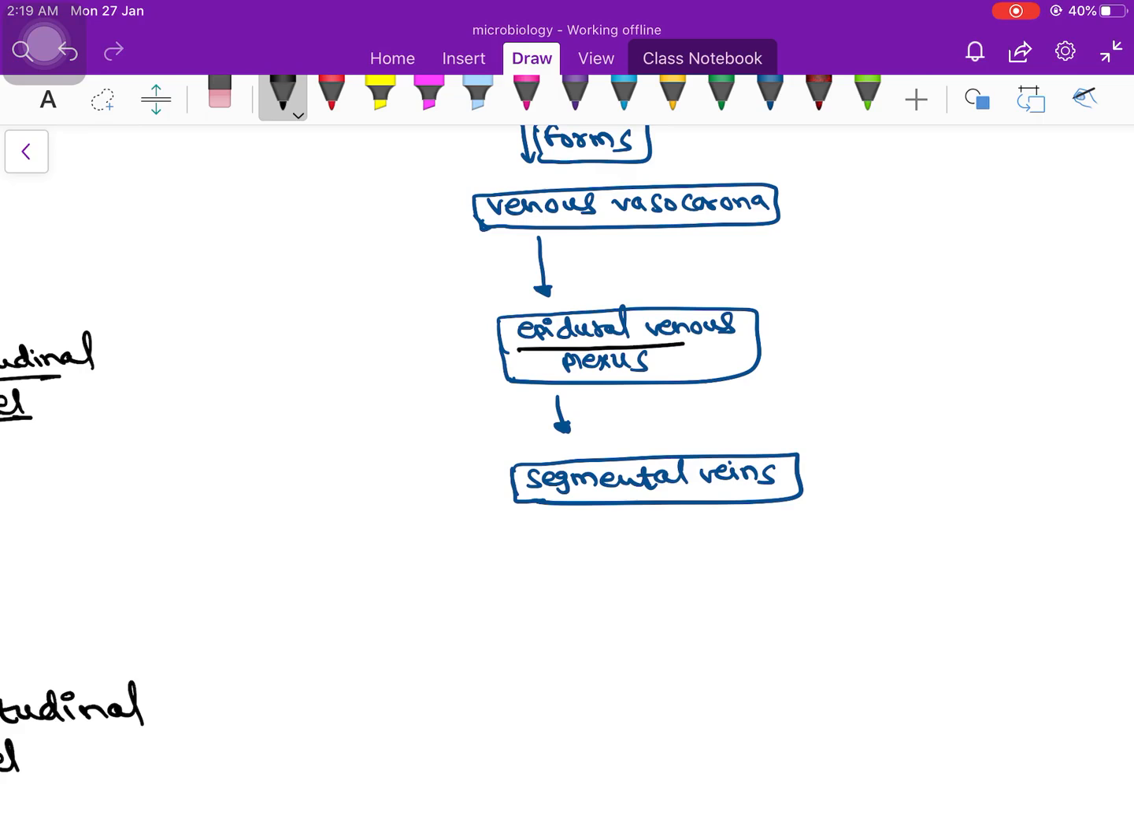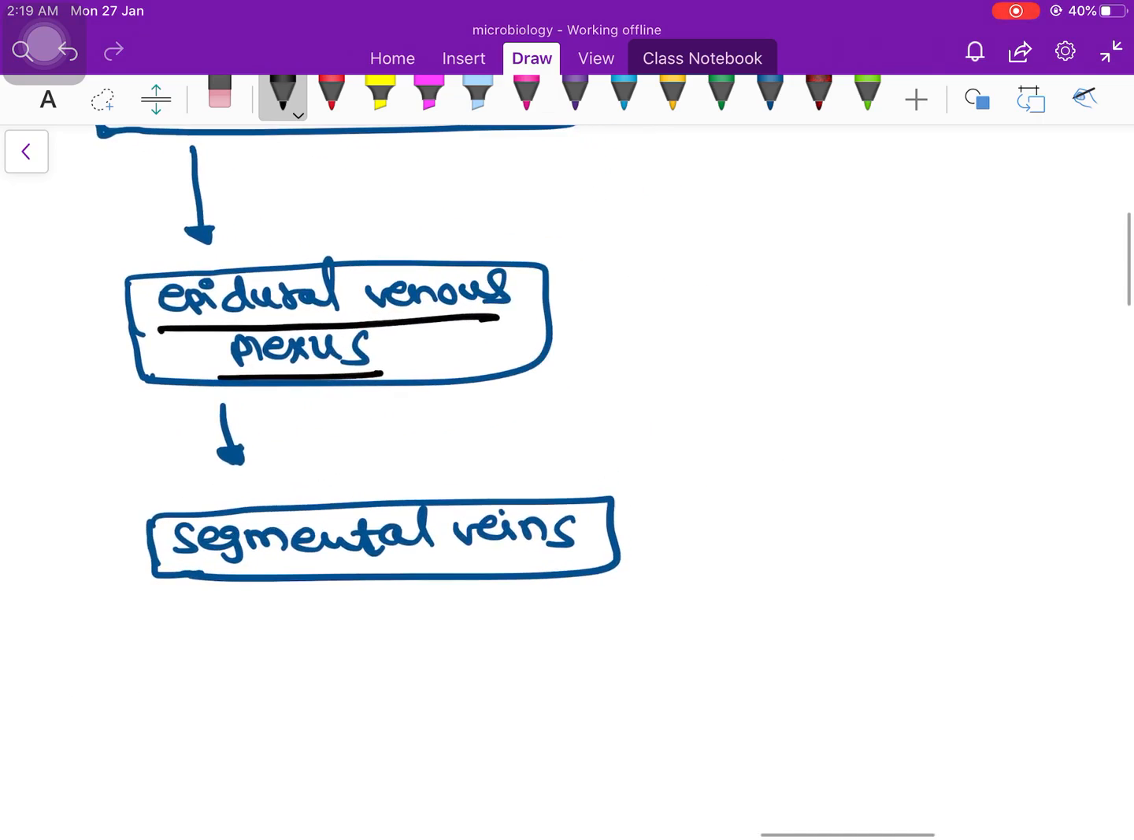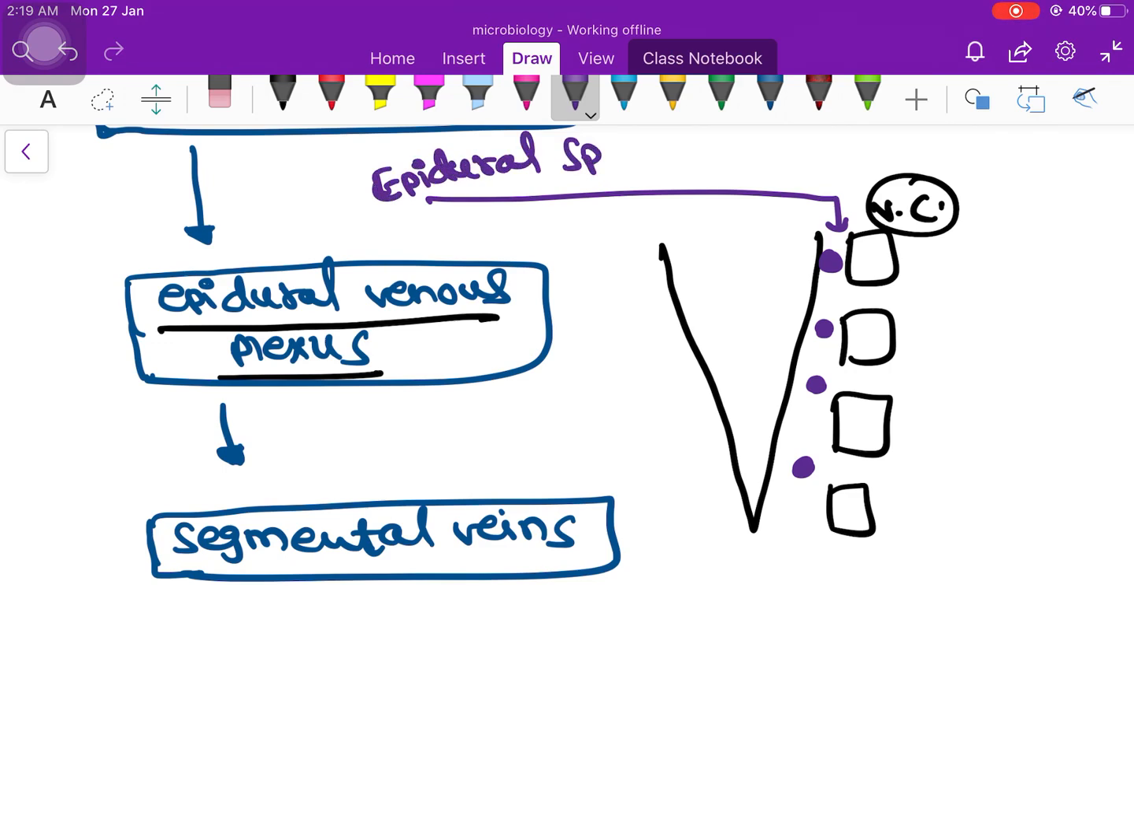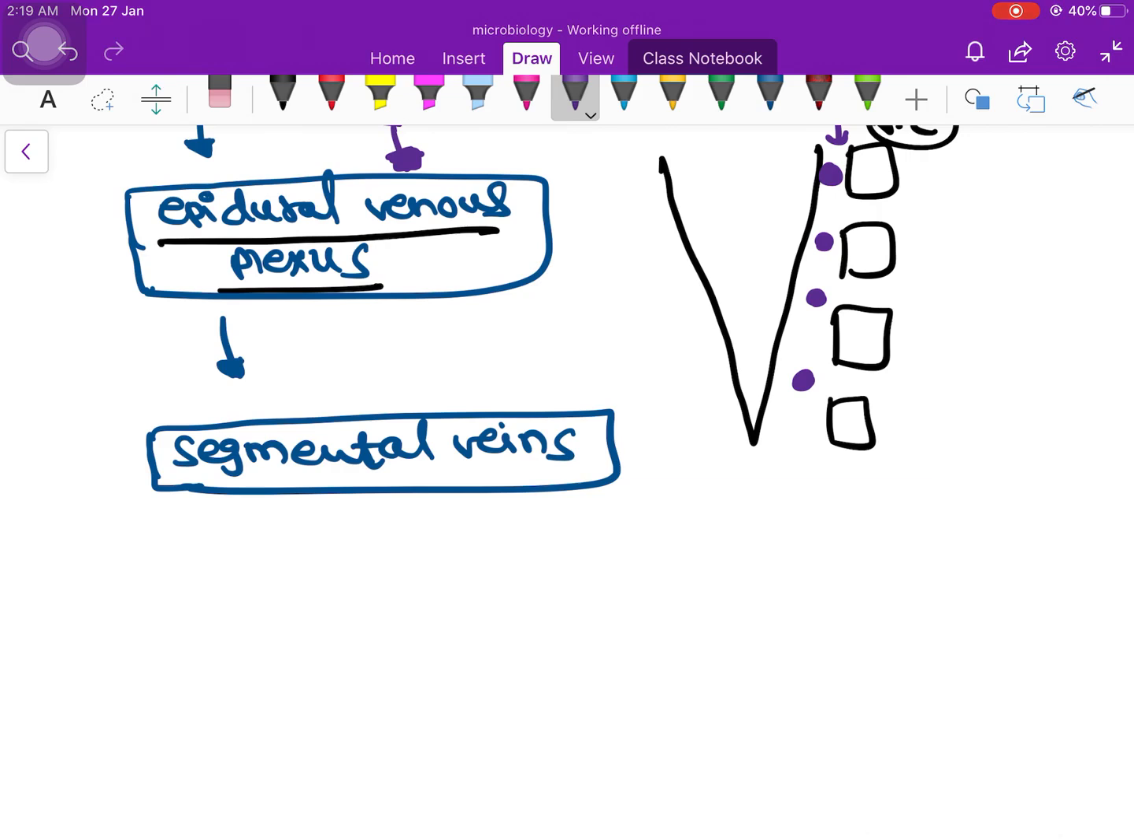These drains into epidural venous plexus, which is situated between the dura mater and the vertebral column. So this is situated in the epidural space. So this is epidural venous sinus, epidural venous plexus, and this epidural venous plexus drains into segmental veins.